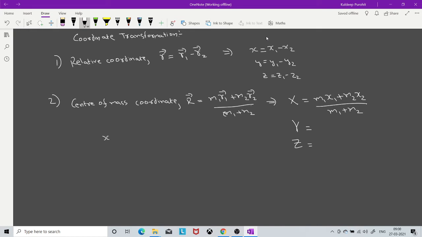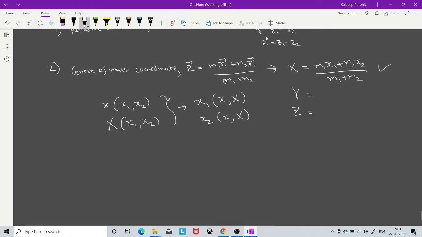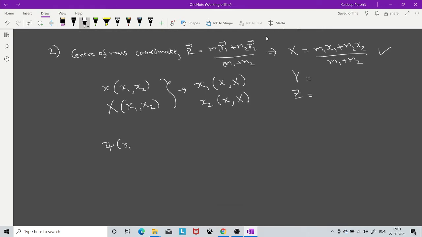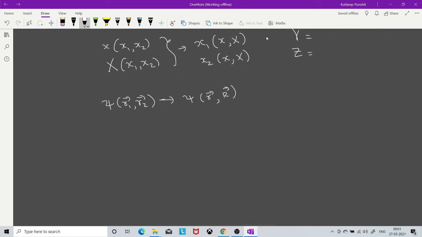So x can be written in terms of x1 and x2, and capital X is also written in terms of small x1 and x2. So from both of these expressions, I can write small x1 as a function of small x and capital X, and x2 also can be written as a function of small x and capital X. So this is what I am going to do. The wave function, which was initially a function of r1 vector comma r2 vector, is now transformed as a function of r vector and capital R vector.